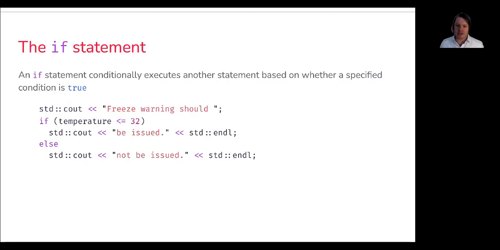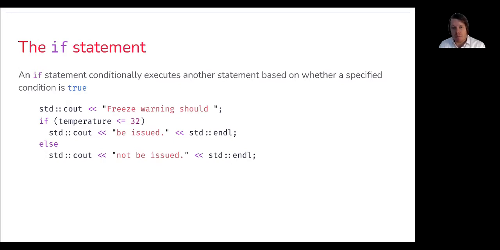And then we're going to determine whether or not it should be issued based on the value of temperature. Assume that temperature is an int and it's storing whatever temperature is outside. Maybe it's hooked up to a thermometer that it's frequently querying. Irrespective, if the value stored in that variable is less than or equal to 32, we're going to go ahead and insert "be issued" into that output stream. So the sentence would read, in this case, "freezing warning should be issued."